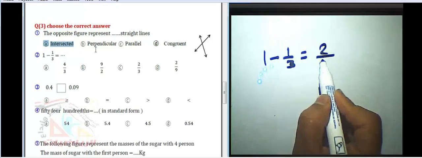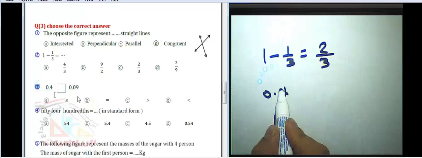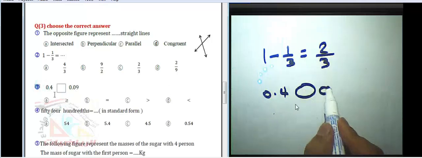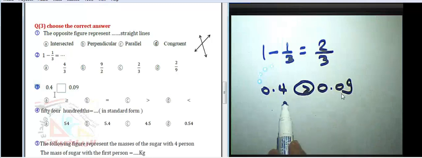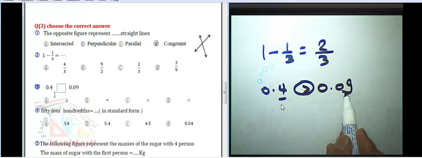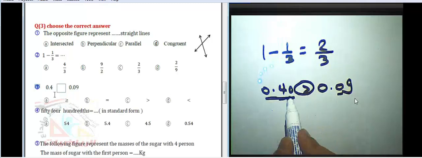1 subtract one third, the result will be 2/3. The result, letter C. 0.4 and 0.09. 0.4 is greater because 4 tenths is greater than 0 tenths. Or you can equalize the parts, write 0 behind 4 here, it will be 40 hundredths, which is greater than 9 hundredths.